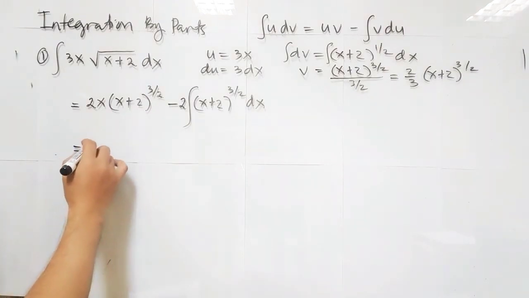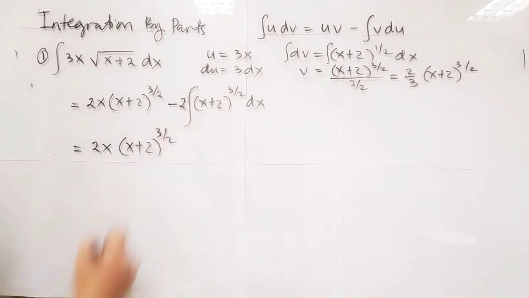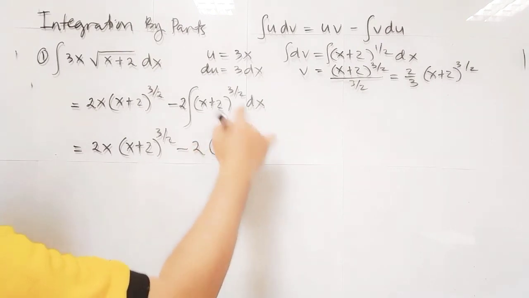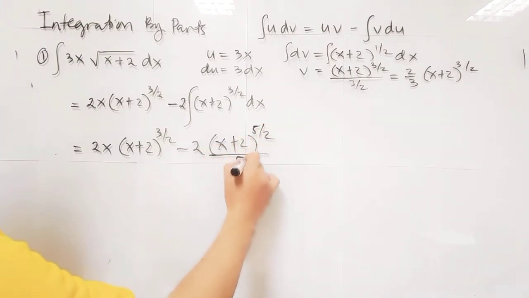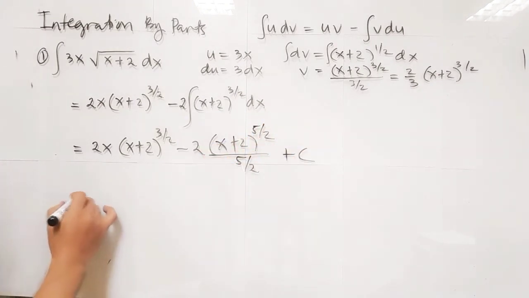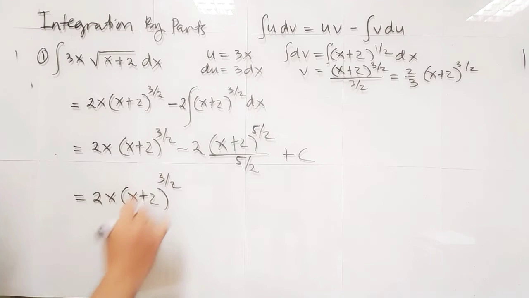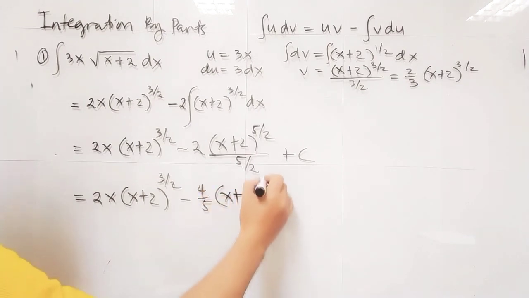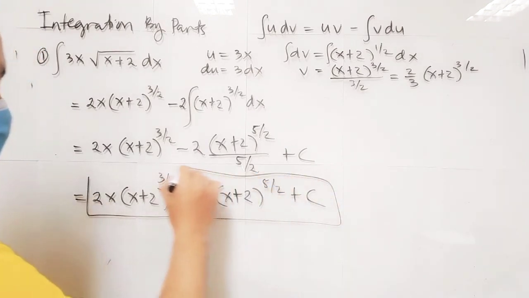So our answer is 2x times x plus 2 raised to 3 over 2, minus 2 times x plus 2 raised to 3 over 2 plus 1, that is 5 over 2, over 5 over 2, plus c. So our final answer is 2x times x plus 2 raised to 3 over 2, minus 4 over 5, since 2 times 2 is 4 over 5, times x plus 2 raised to 5 over 2, plus c. This will be our final answer.